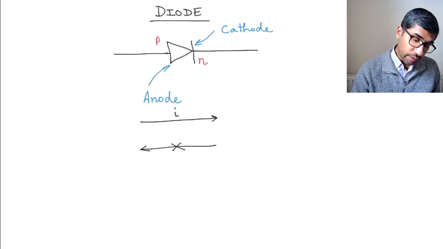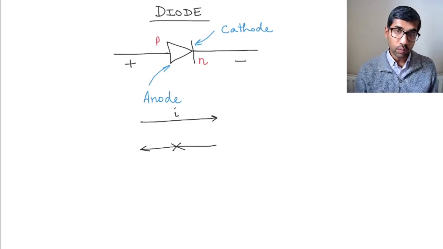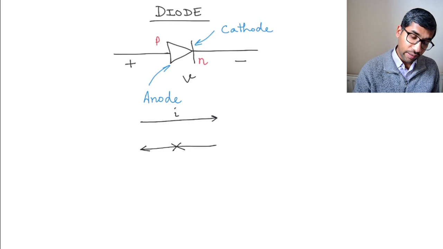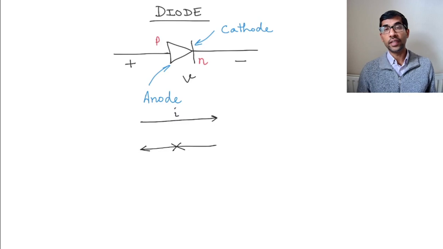Usually what we do is we measure the voltage across the diode with the P side taken to be the more positive end, and that's the voltage, and the current is what passes from the P to the N side. And what we'll do in the next video is look at the functioning of a diode in a little bit more detail.